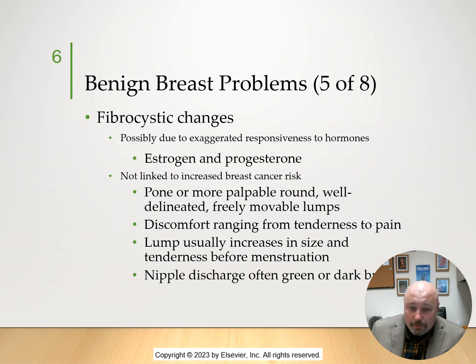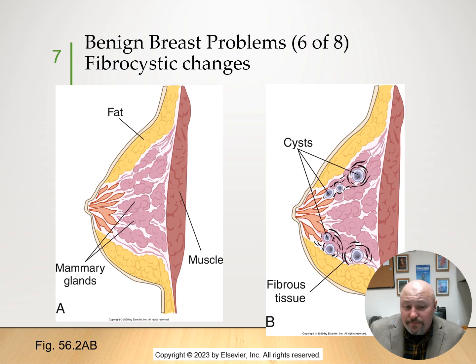Findings include one or more palpable, round, well-delineated, freely movable lumps, and discomfort ranging from tenderness to pain. The lump usually increases in size and tenderness before menstruation, and could also include some nipple discharge, often green or dark brown. In figure 56.2a and b from our textbook, on the left we've got a normal, healthy breast with the mammary glands right there in the center. And on the right, we have a diagram of cyst formation within that tissue.